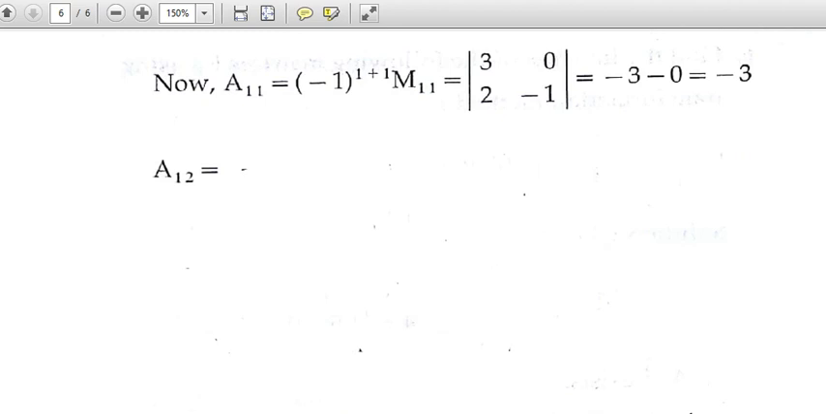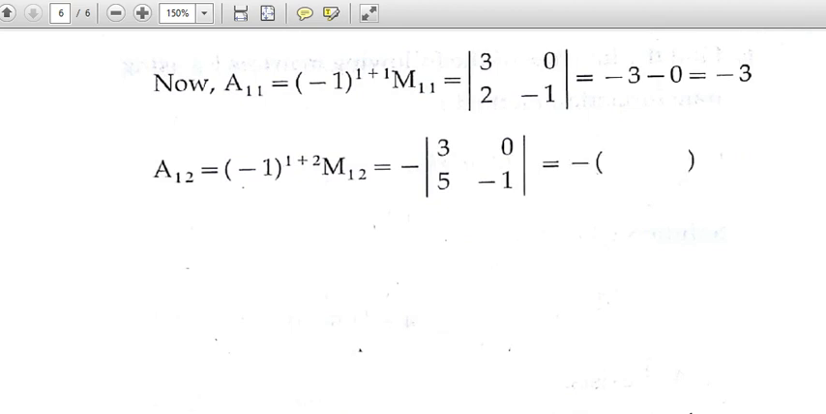Next A12. A12 is minus 1 raised to 1 plus 2 into M12. Now minus 1 raised to 1 plus 2, that is minus 1 raised to 3, and minus 1 raised to 3 is minus sign. So minus of M12. For finding M12, we have to delete first row, second column. So after deleting first row, second column, we get 3 0 5 minus 1, and the expansion of the determinant is minus of 3 into minus 1, that is minus 3, and 5 into 0 is 0. So the result is minus of minus 3, which is equal to plus 3.